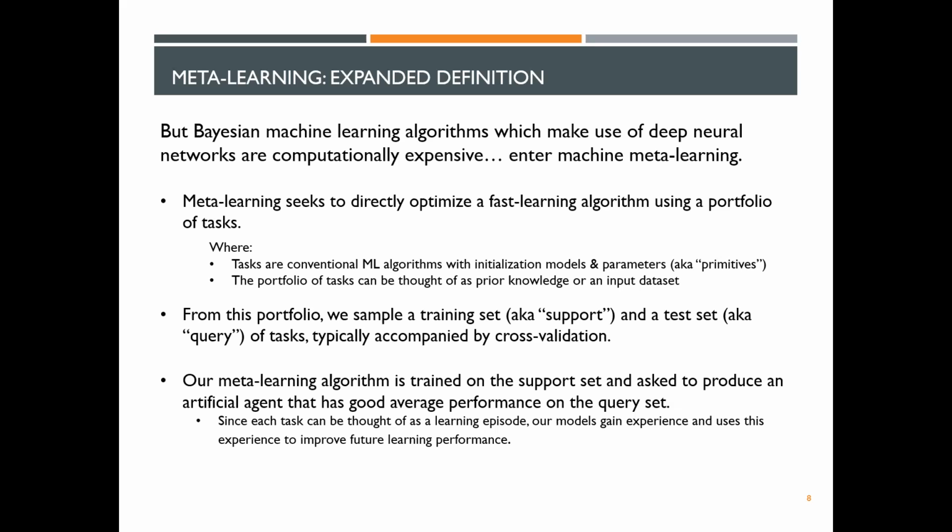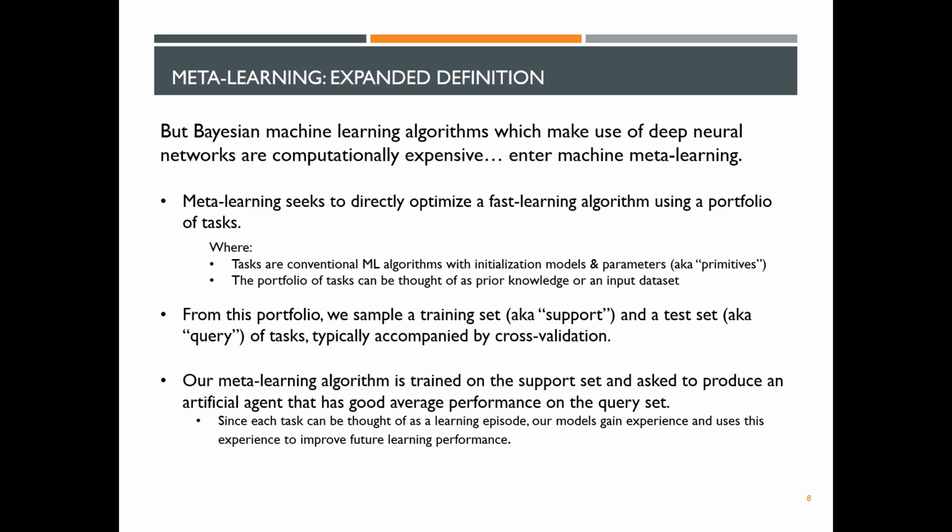And so, to draw the parallels here to biology, we think of these tasks as being these conventional machine learning algorithms, where we have initialization models and parameters, and you think of these as the primitives, right? Which is a term that the authors in that Science paper use. And we can think of this portfolio of tasks as the prior knowledge. Or we think of these tasks as being our actual input data set. Those are our instances.